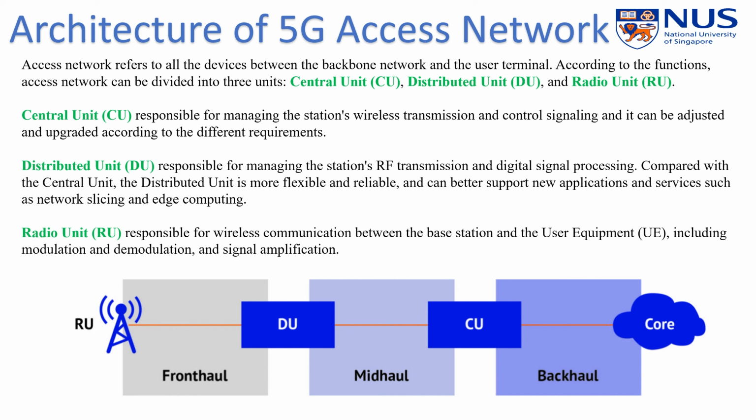The third one is the radio unit. The radio unit is responsible for wireless communication between the base station and the user equipment, including modulation and demodulation and the signal amplification.